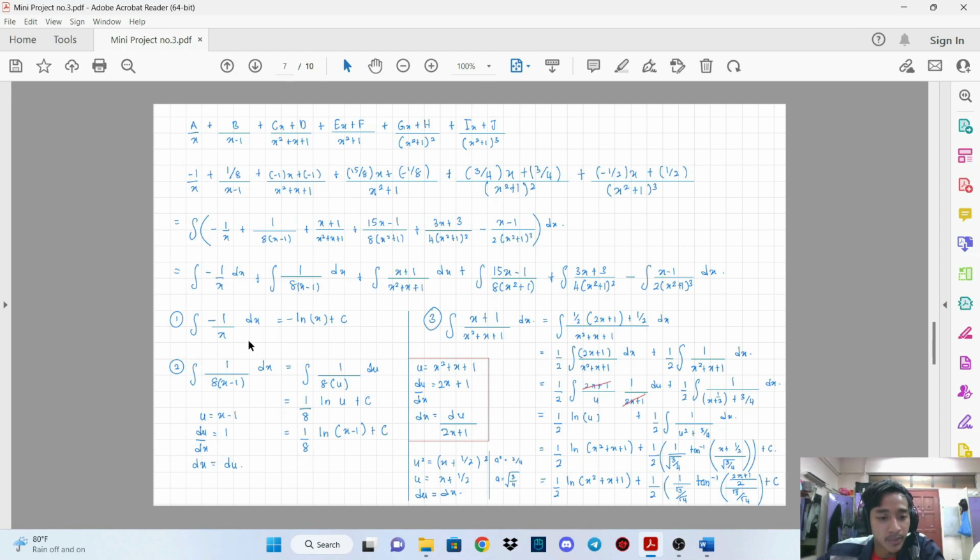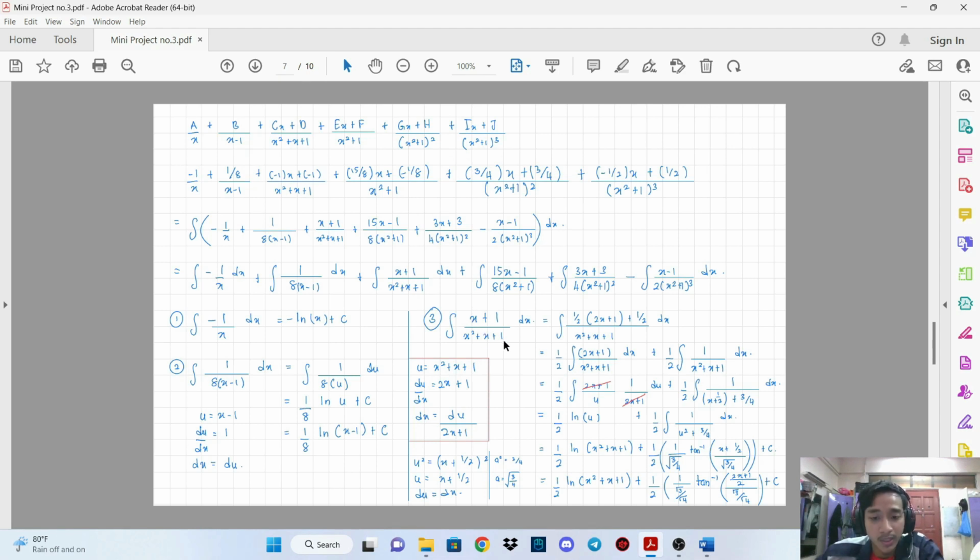Okay, for the first and simplest one, we have -1/x; integrating, we get negative ln x plus c. For the second one we use substitution. We substitute x minus 1 with u, so the answer is 1/8 ln of x minus 1 plus c. Okay, for number 3, this is the start of the tricky equations.